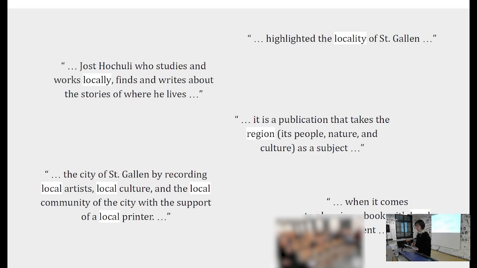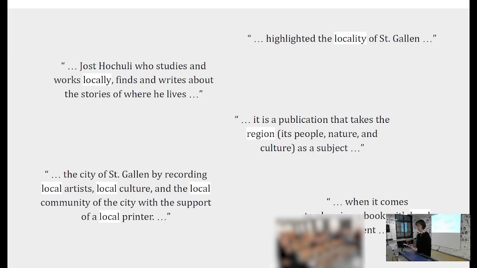In preparing for this topic, I thought it was necessary to ask a few designers around me how they viewed Jost Hochuli's book design. So I sent them a short questionnaire and got answers. So the comments I showed you a moment ago were part of the responses. Some of you may have noticed that those quotes have something in common. Although they are different quotes, one thing that was pointed out similarly was the local issue. I don't know whether you have recognized that as well.